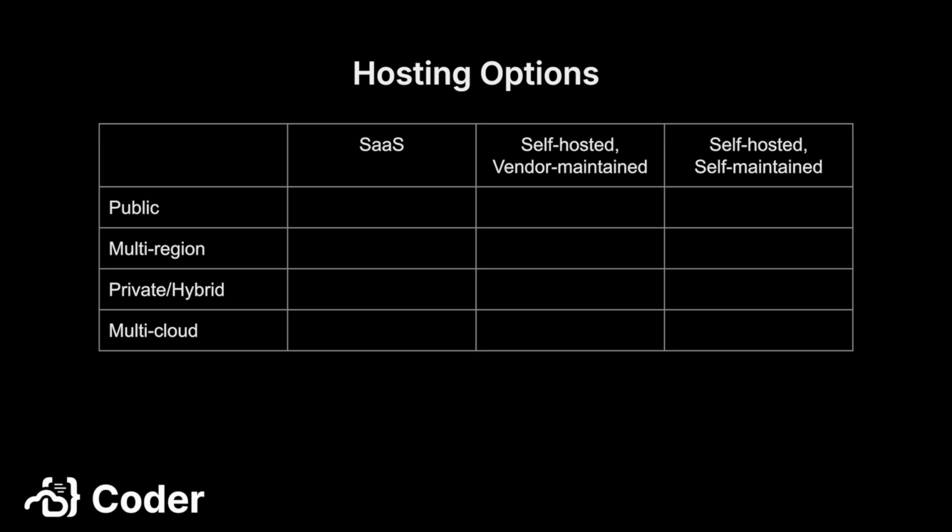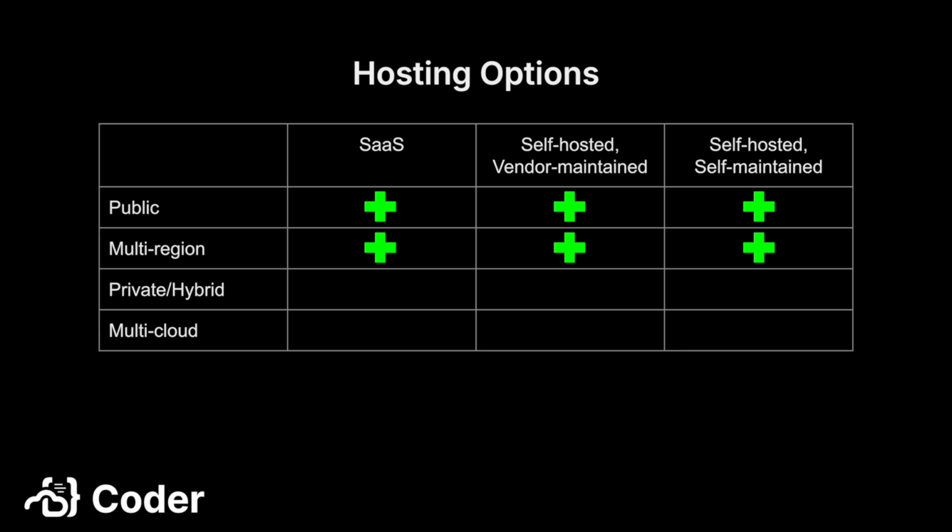Public cloud is always a choice for any of the 3 categories. Multi-region support is a yes across the board as well. Any of the 3 categories will have some way, even if it is simply running separate instances, to provision workspaces in region with your developers.